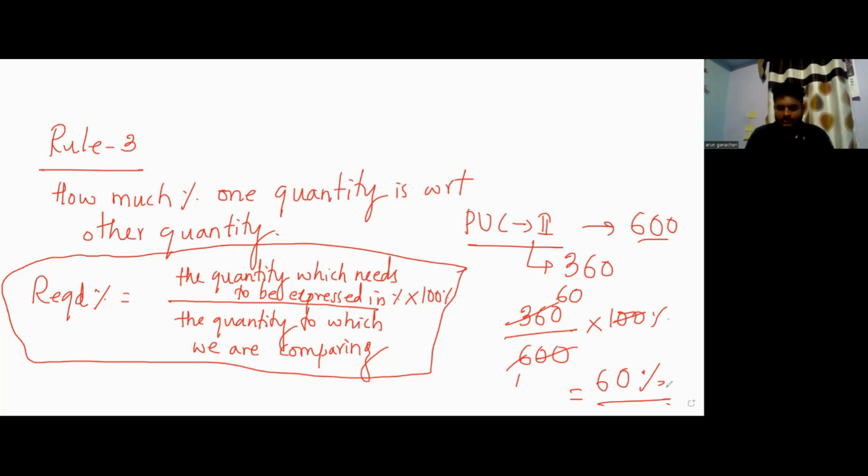Getting this? I'm telling you how to use this example. The quantity for which the percentage is required, we wrote it in the numerator. Here the quantity for which the percentage was required was 360. And the quantity to which we are comparing, we write it in the denominator, that is 600.